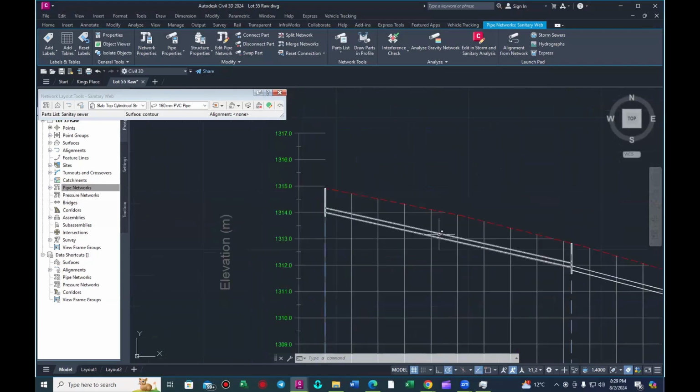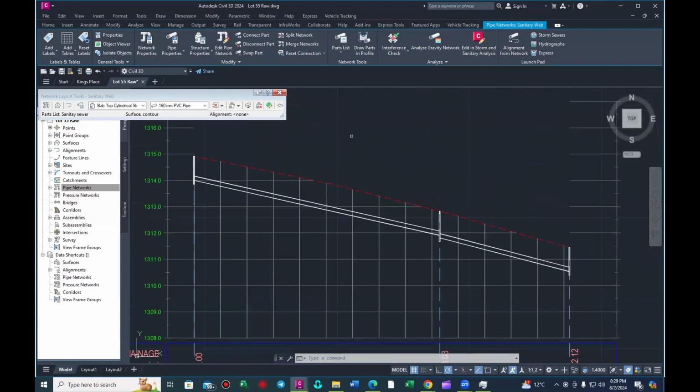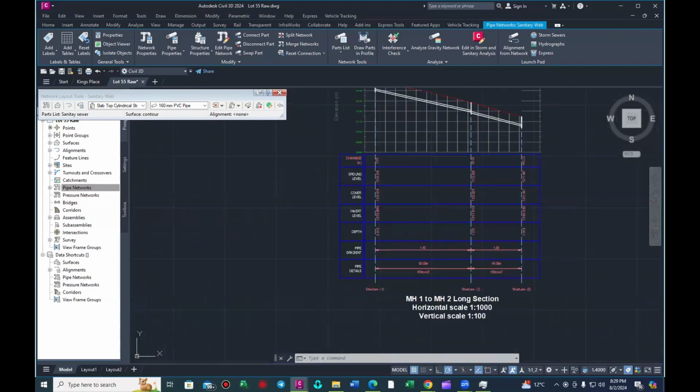Also note that my sewer system has been designed in such a way that it's following the natural ground level. Isn't this cool, you guys? Anyway, let's not talk about that.